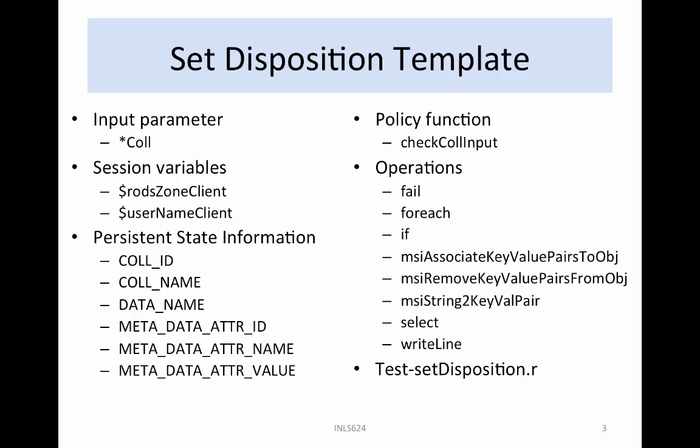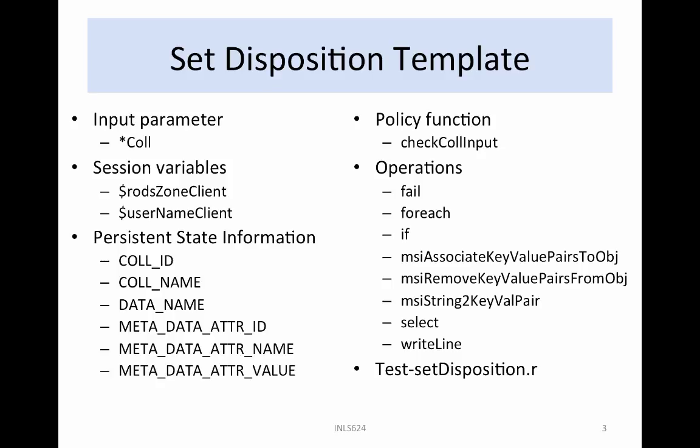The rule testsetDisposition.r sets a disposition AVU attribute to 1 to indicate processing should be done. The input parameters and operations that are performed by the rule include the input parameter is $call, the collection that is analyzed. The session variables are $rodzone client and $username client for the data grid name and the username. The persistent state information that is used is the collection ID and name and the data name for the file. The metadata internal identifier for a metadata attribute disposition, the metadata attribute name disposition, and the metadata attribute value, which will be set to 1.